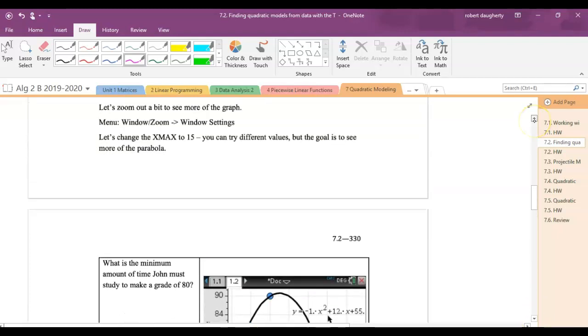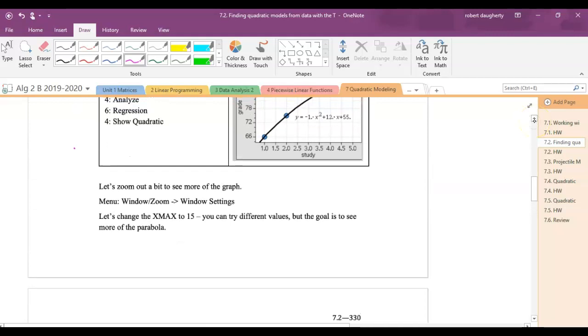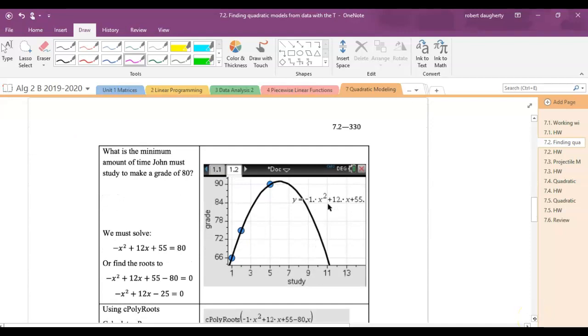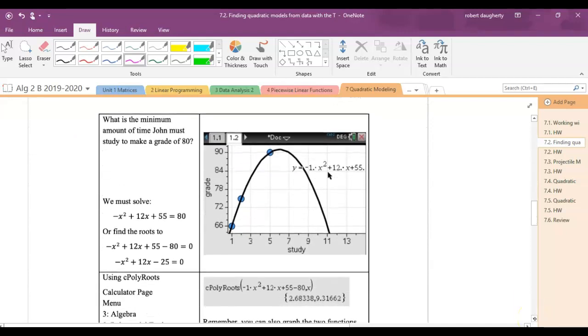Now the question becomes, if I want to graph this, what is the minimum amount of time John must study to make a grade of 80? Okay, it's often helpful in these problems to draw something out. So I've got it graphed there, but John is studying 1, 2, 5 hours. So his grade starts out at what? If I start out with something like 50, 60, 70, 80, what does this grade start out with? It starts out with that 66 or something.